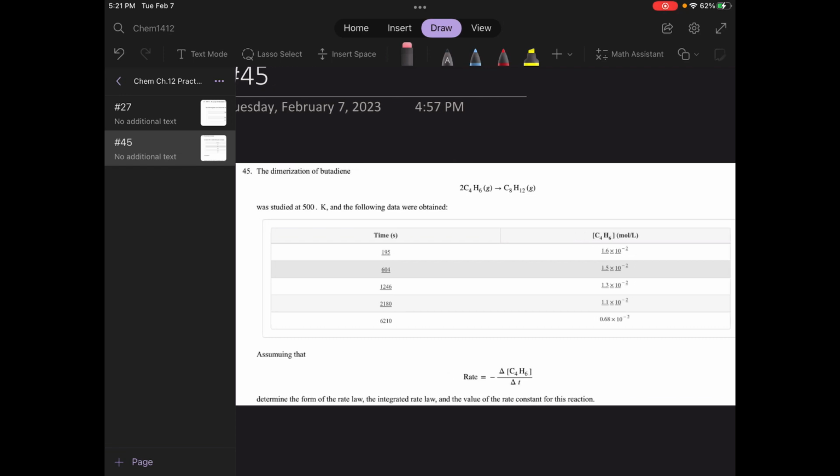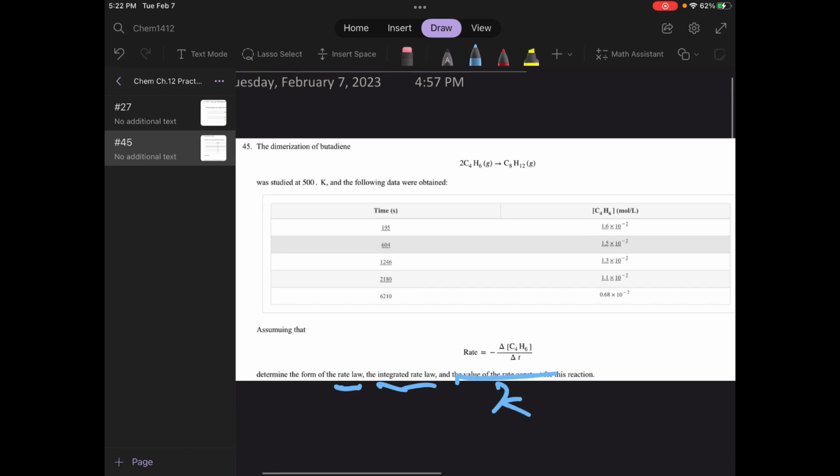Then the question here is, assuming that rate is equal to the change of mole per liter over the change of time, determine the form of the rate law. So we're trying to find our rate law here, and from our rate law we can get our integrated rate law, and it also wants our value for our rate constant, which is our k. So the first step for this type of problem is we look at the table. Essentially, we can't use our usual rate laws, so we have to find values using our integrated rate laws.